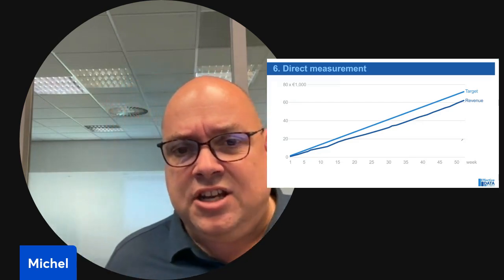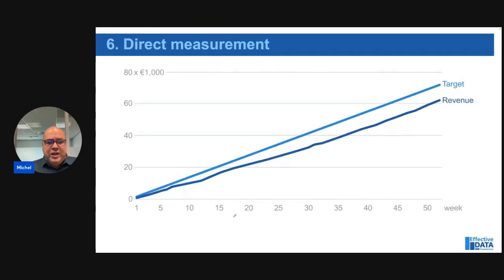This was an organization that did everything in weeks. So these are the weeks of the year. And here on the y-axis, you have the revenue in thousands of euros. And this organization for this particular year said, okay, guys, let's do around 70,000. 70,000 for that year. That's our target. And then they started measuring the revenue throughout all these weeks, and this is what they got.